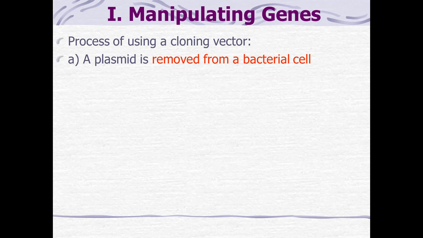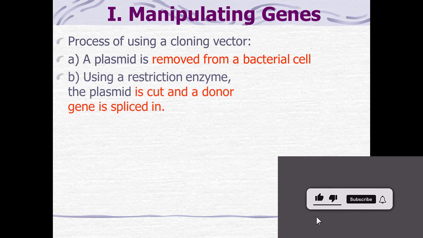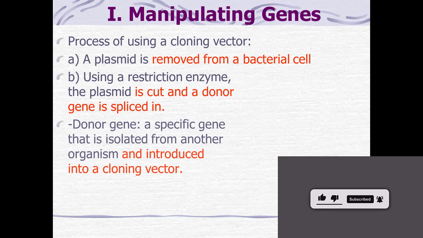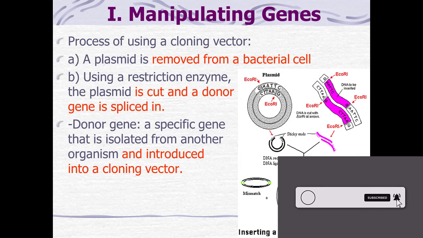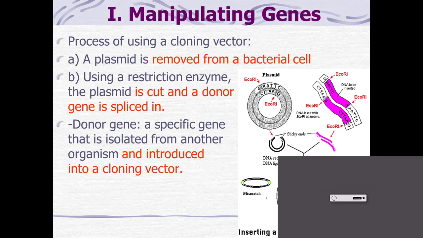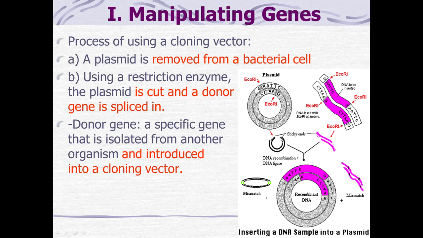The plasmid is first removed from the bacterial cell, and it is cut using a restriction enzyme and the donor gene is spliced in. The donor gene is a specific gene that is isolated from another organism and introduced into the cloning vector. This is a diagrammatic representation. This is our plasmid with the EcoR1 enzyme used to cut the specific area of our vector. This is the sticky end of the DNA to be inserted. The EcoR1 enzyme is used, after that we have to ligate both into a recombinant DNA.